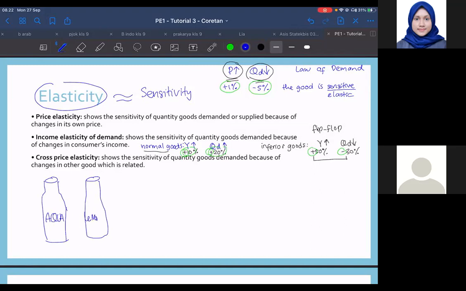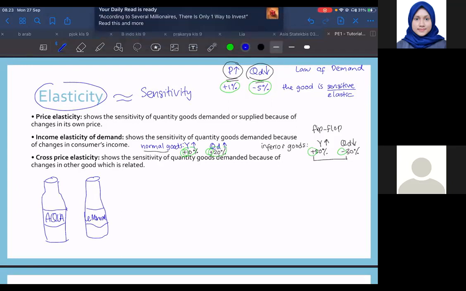Le Mineral. Maybe for Midi and Chan it is not familiar, but I would like to inform you guys that Aqua and Le Mineral are, I think, the top two mineral waters in Indonesia. The price is maybe the same, and the taste is not so different. They are maybe nearly identical.